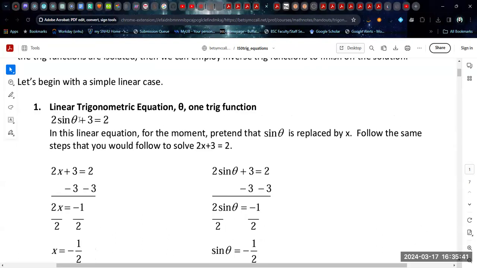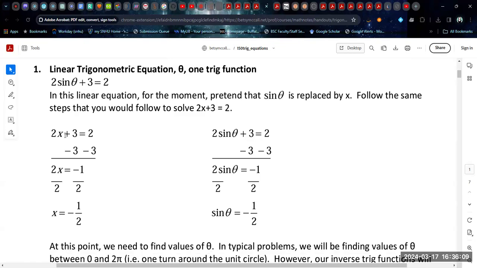So our first example is just a simple linear trigonometric equation in theta, and there's only one trig function in the equation. So an example like this would be 2 sine theta plus 3 is equal to 2. So our idea would be first to isolate the trig function. So imagine what you would do if you just replace sine theta with x. What would be the steps that you would follow? So here I'm going to try to isolate the x term, which means isolating my sine term. So I'm going to subtract 3 from both sides of my equation. And so I would have 2 sine theta is -1.